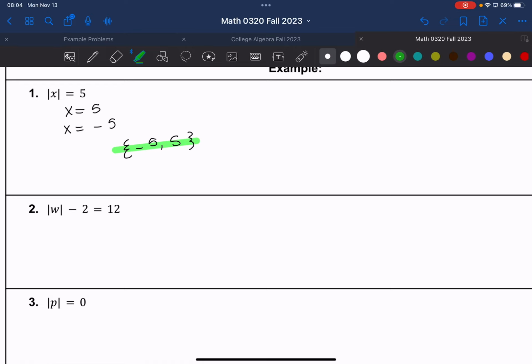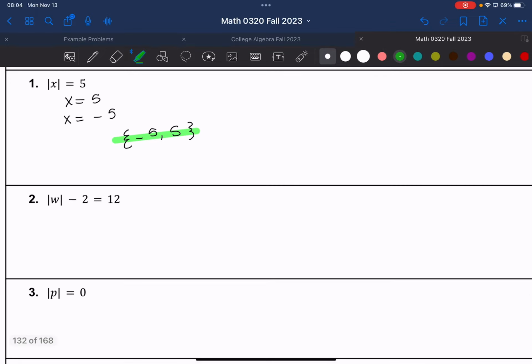And we are able to say that because our absolute value is by itself. On number 2, we have the absolute value of w minus 2 is equal to 12. So before we can find the answers for w, what are we going to have to do with that minus 2? Add it to both sides.